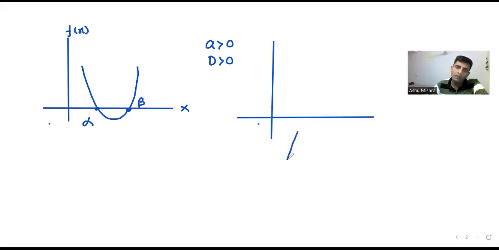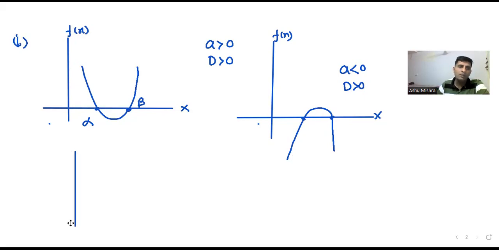Again, if the value of a is less than 0, then the curve is shaped like this. In this situation, a is less than 0, but D is more than 0. This is the first case, when the roots are real and distinct.